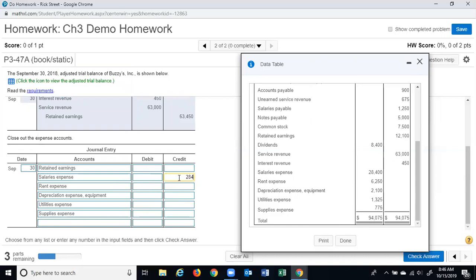So let's put in our credit amounts to our expense accounts. So that's $28,400, $6,250, $2,100, $1,325, $775. Okay, and when we total all these up, you can either use the calculator that comes with the software in MyLab, or I recommend having a 4-function calculator right in the palm of your hand. It works so much easier. You may be comfortable with your cell phone, and that's fine as well, except that on any kind of final exam, you're not allowed to use your cell phone, so I'd get used to using a 4-function calculator, as old school as that might be. Okay, so now our retained earnings is $38,850. Was 38,008. Hang on.